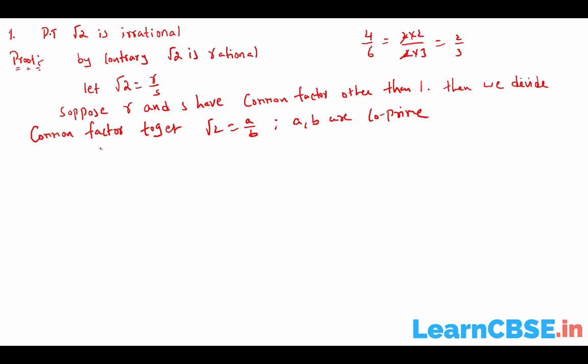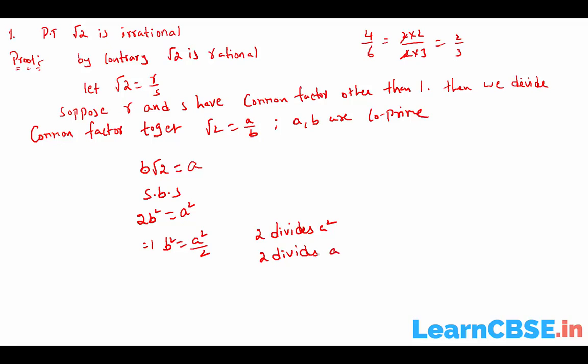Now from this I can write b into root 2 equals a. Squaring on both sides, I will get 2b square equals a square. That means b square equals a square by 2. That means 2 divides a square. From this I can write 2 divides a, by the theorem: if any prime number divides a square, it also divides a.